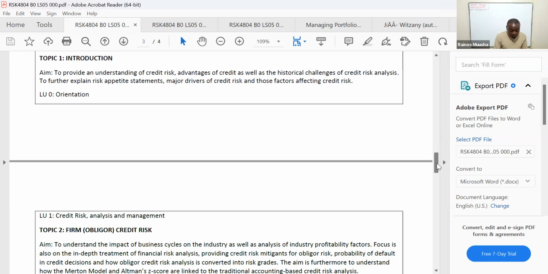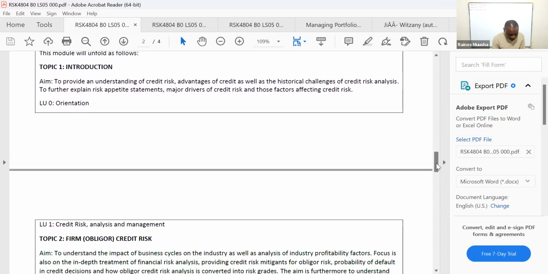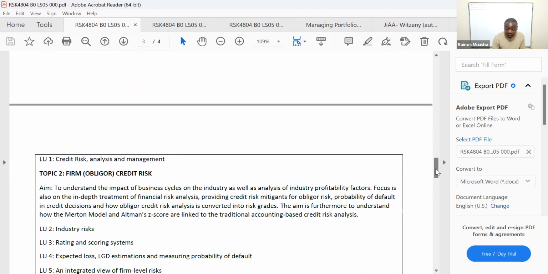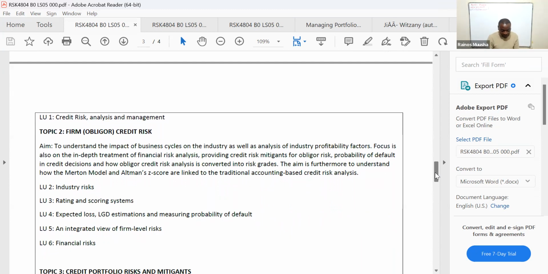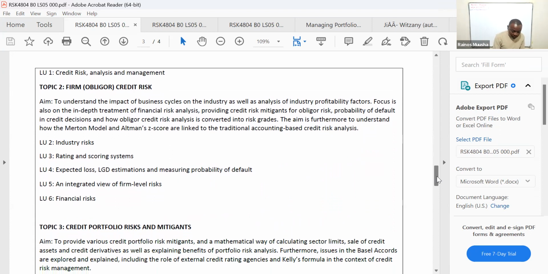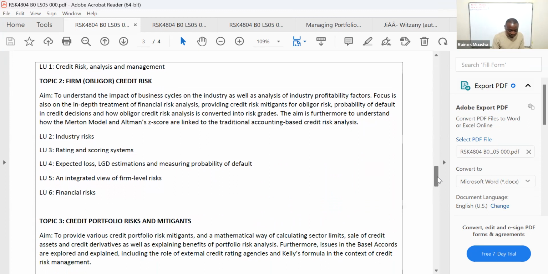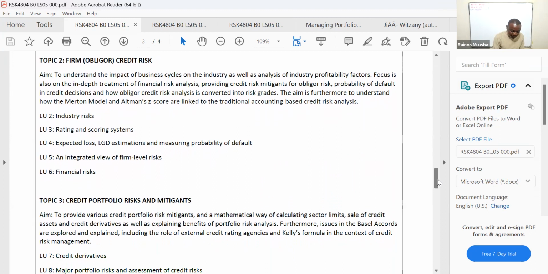So we're going to be rearranging them according to the study guide on exactly what is expected of us. On the study guide, there are about 12 learning units that we need to make sure that we cover. The first one looks at credit risk analysis and management. Then the second one looks at industry risk. Then the third one looks at rating and scoring systems. Then expected loss given default and measuring probability of default. And then the fifth one looks at integrated view of firm level risks.